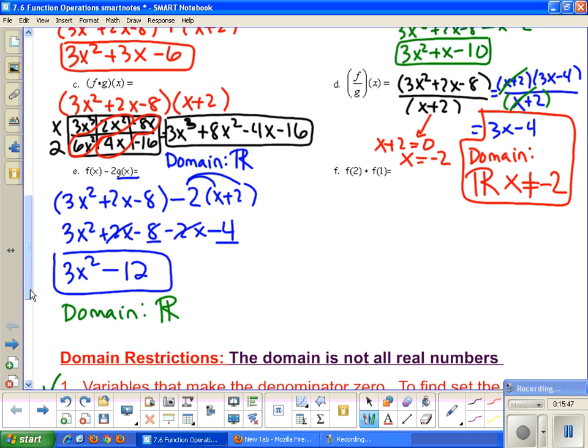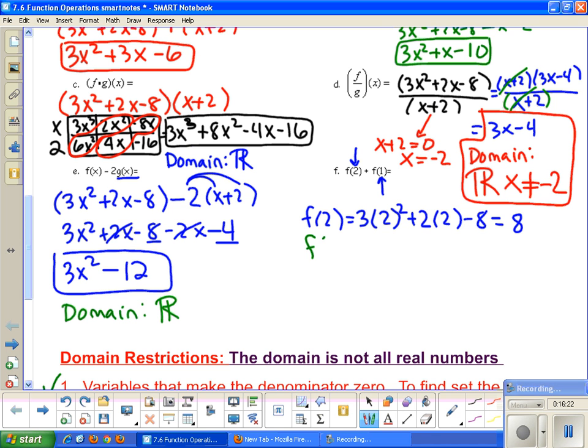For the next one, this one's a little bit different because notice I don't have x in my equation, I have 2 and 1. That means we're evaluating our function for f of 2, an x value of 2, and an x value of 1. And then I'm going to add those two answers together. So I'm going to do that separately. So when I plug 2 into my x equation, I get 3 times 2 squared plus 2 times 2 minus 8. And when I simplify this, I end up with 12 plus 4 minus 8, which is just equal to, in this case, 8. So that's f of 2.